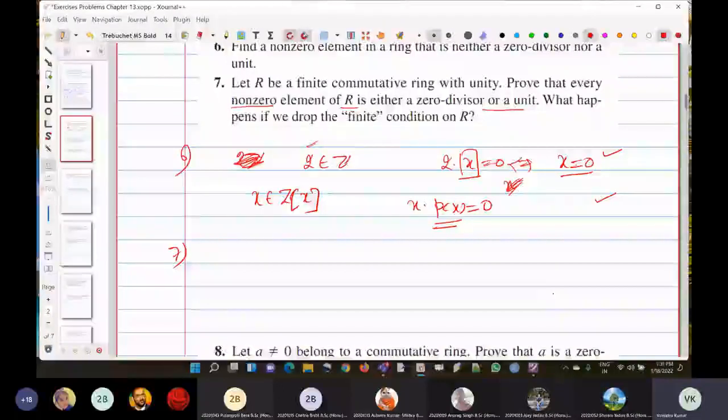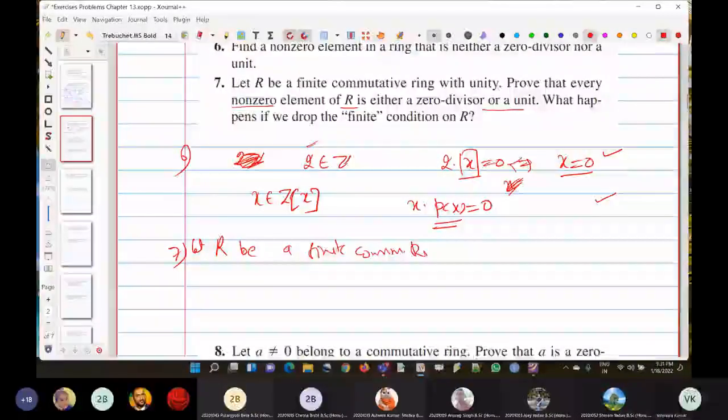Question number 7. Let us say R is a finite commutative ring with unity 1. All right.